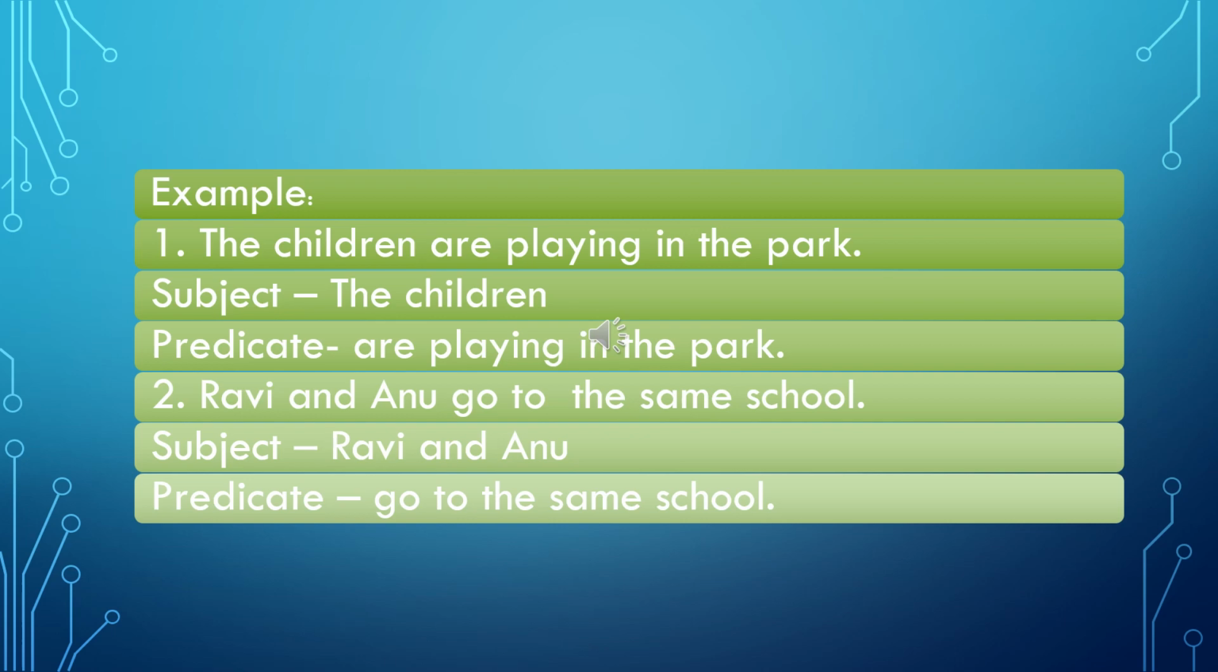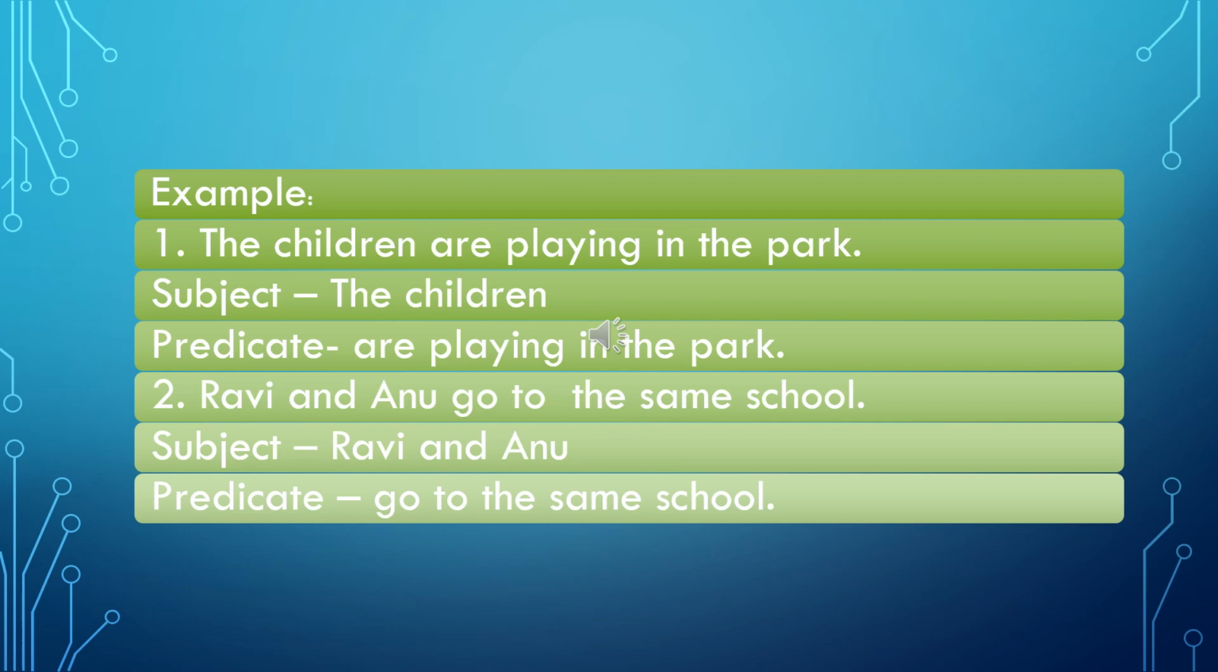Now let's see a few examples. First, the children are playing in the park. In this sentence, which thing are we talking about? We are talking about the children. So in this sentence, the subject is the children. Predicate: are playing in the park is the predicate in the sentence. Why? Because these words are telling us something about the subject. That is why these words are the predicate.